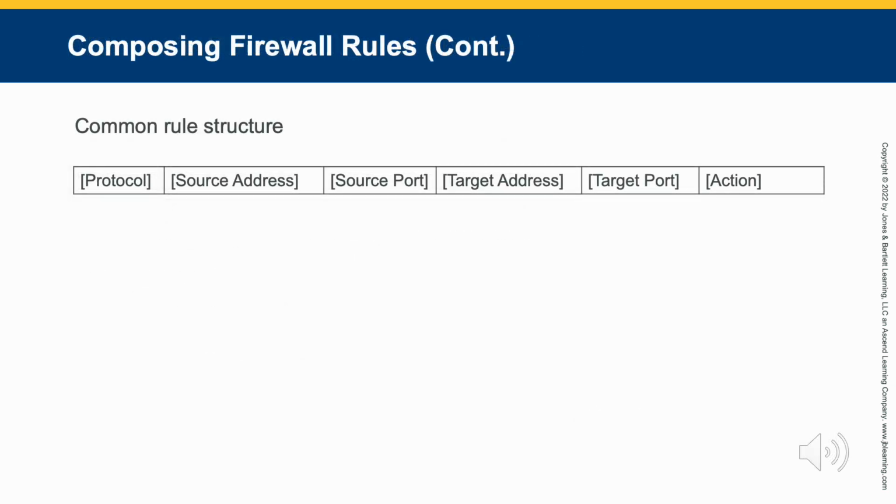Here's the common structure of a rule. Firewalls read from left to right. This table view will identify a protocol. Protocol is IP, TCP, UDP, ICMP.